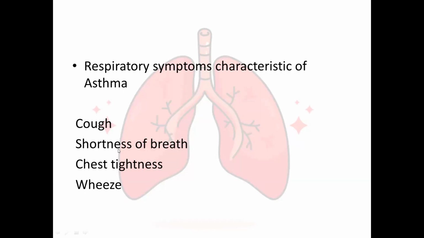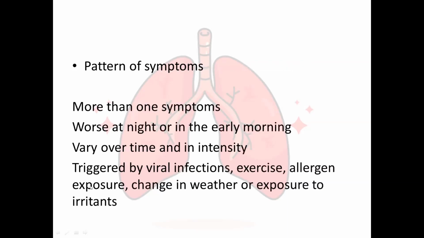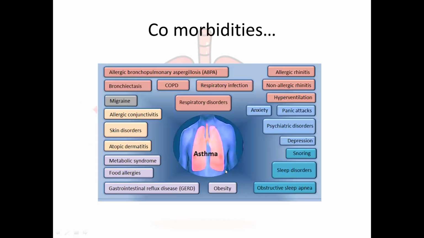Shortness of breath and chest tightness are usually due to the dynamic hyperinflation that accompanies an acute asthma attack. Always remember, no single symptom is characteristic of asthma, or no symptom is more specific for asthma, although wheeze is a useful sign. The symptoms are worse at night or in the early morning. Symptoms vary over time and in intensity, usually triggered by viral infection, exercise, allergen exposure, etc. It is very important to identify comorbidities associated with asthma, like allergic rhinitis, atopic dermatitis, gastroesophageal reflux disease, obesity, etc., all of which may affect the clinical expression and severity in asthma.